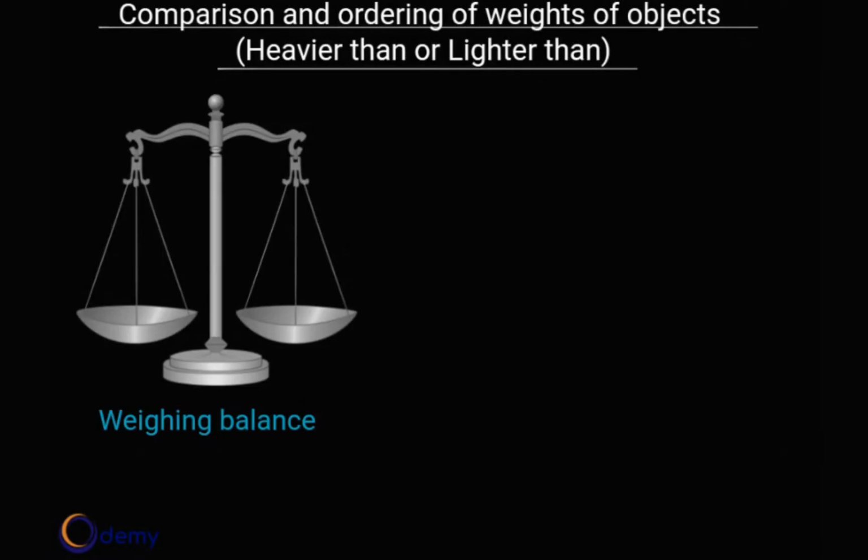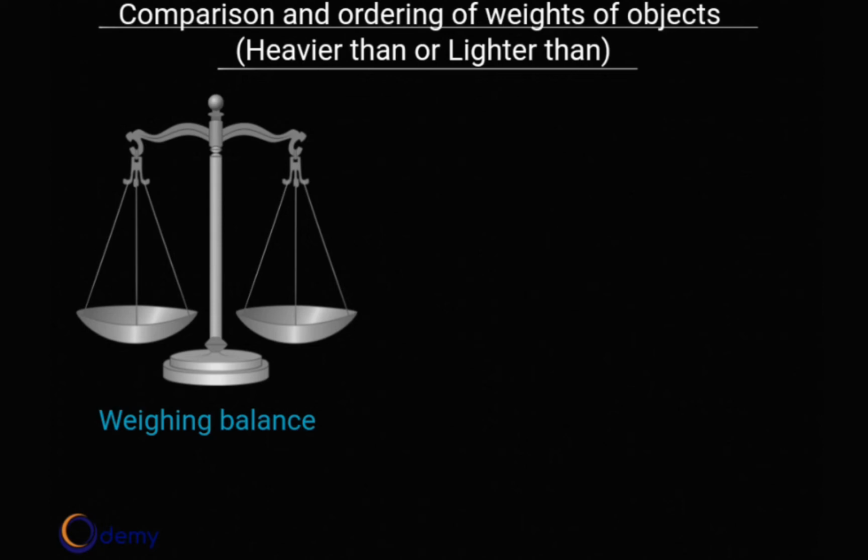Hi, welcome. In our lesson today, we want to treat the topic comparison and ordering of weight of objects, and we'll be comparing it based on if it is heavier than or lighter than. And here we have an object which is called what? A weighing balance. A weighing balance is used to compare weight of objects.